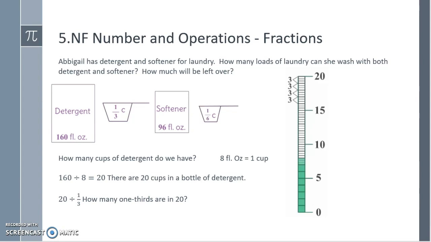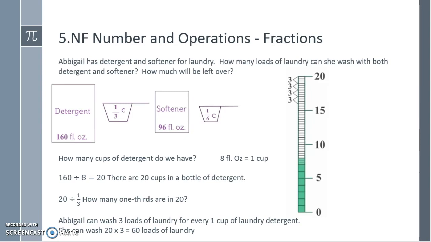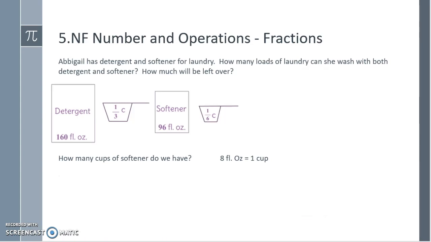I start at 20 because that's when it's full. There are 3 1/3 cups in a whole cup. So since there are 3 1/3 cups in a whole cup and we have 20 cups of it, we'll be able to take 3 loads of laundry for every 1 cup of laundry detergent. So she can wash 20 times 3, so 60 loads of laundry. Notice we started with 20 divided by 1/3, and it ended up turning into 20 times 3 to get 60.